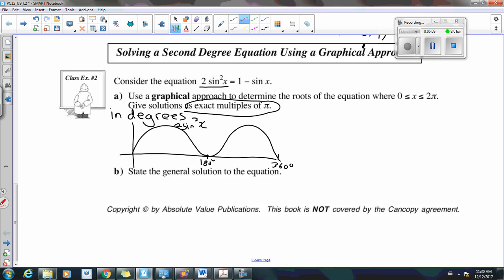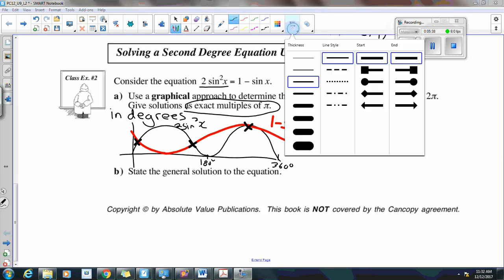And then our second side of the equation, 1 minus sine x, you can graph in F2. And that looks like this. And this keeps going off our screen. So this is 1 minus sine x here. So your solutions come at all of these points of intersection.